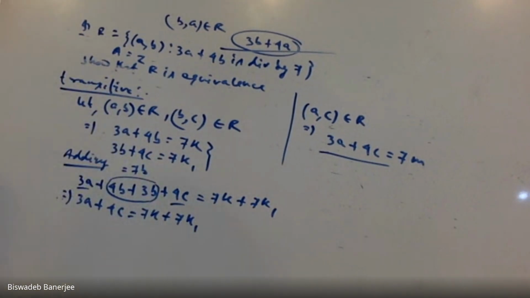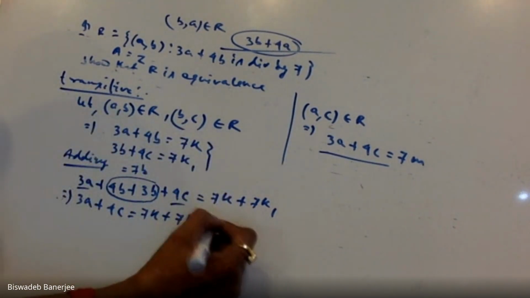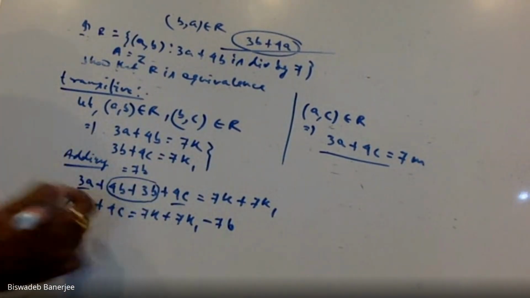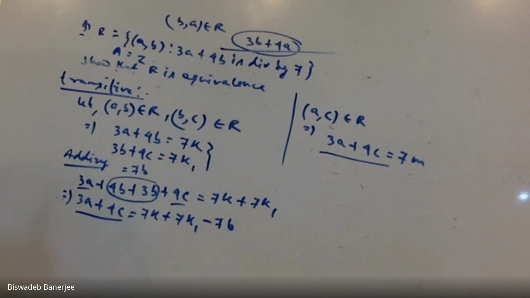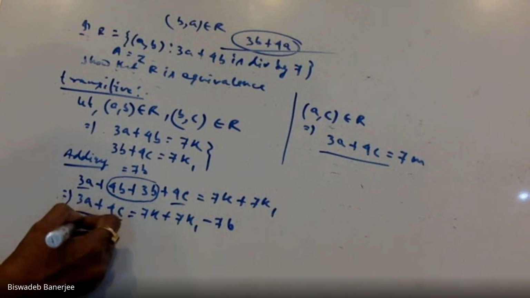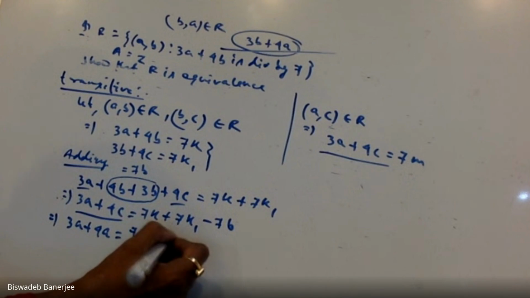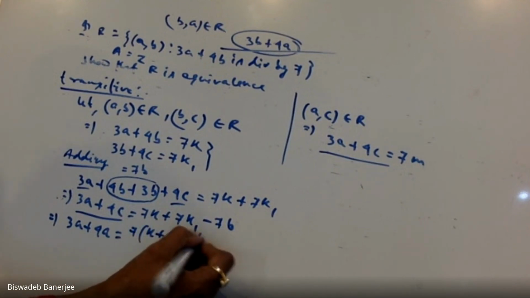4b plus 3b giving you 7b. Take it to the right hand side, so that will be minus 7b. See that 3a plus 4c, this value becomes 7k plus 7k1, and 4b plus 3b giving you 7b. Take it to the right hand side, that becomes minus 7b. This means 3a plus 4c, take 7 common. This becomes k plus k1 minus b.